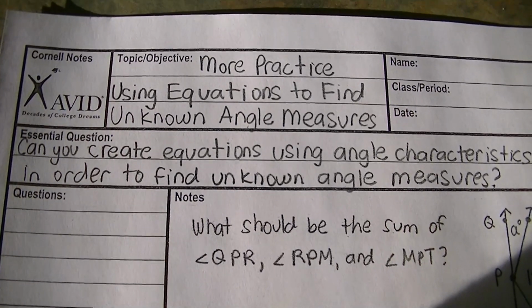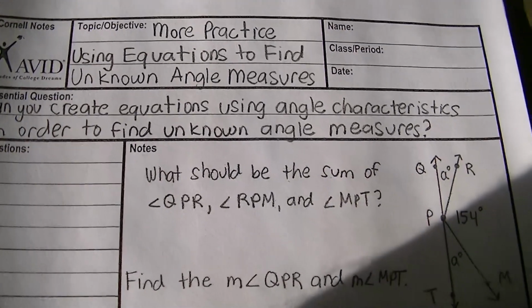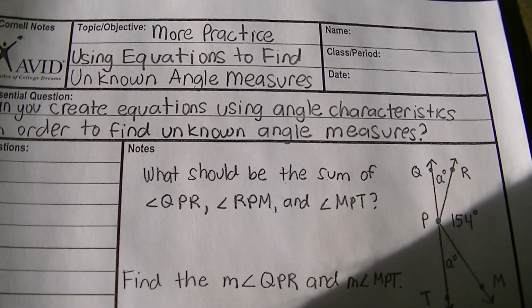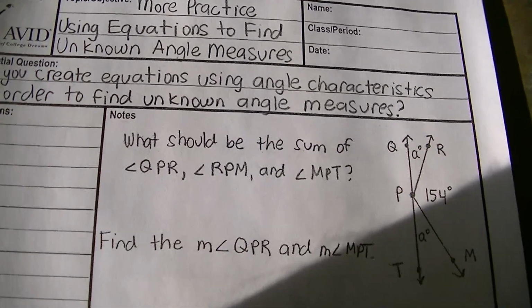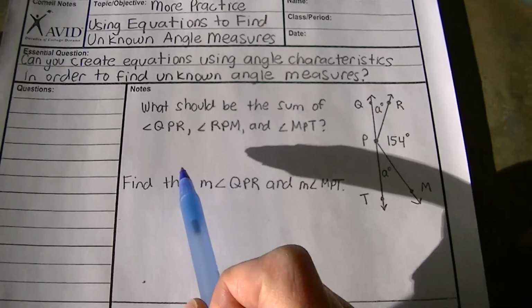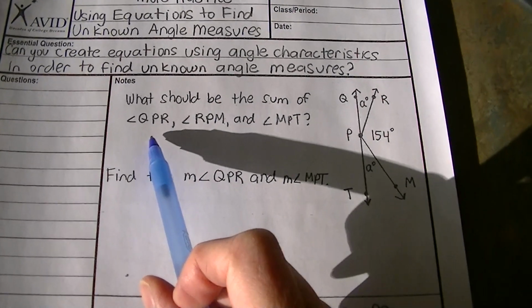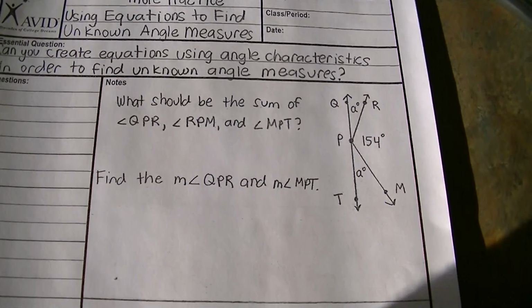The topic is more practice using equations to find unknown angle measures. Can you create equations using angle characteristics in order to find unknown angle measures? Our first example asks, what should be the sum of angle QPR, angle RPM, and angle MPT?